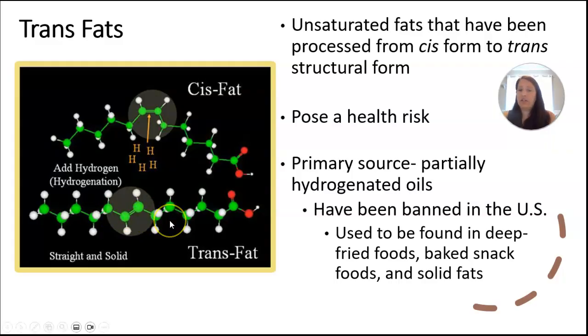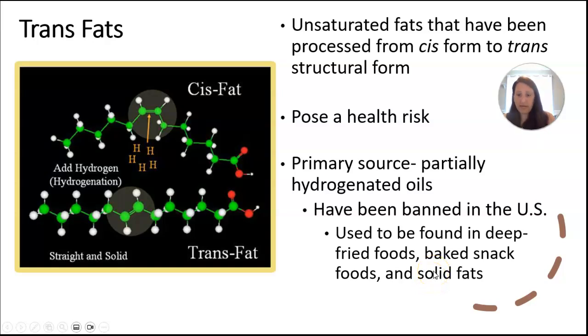And so trans fats, we say, are not so great for us, right? The cis form is much better, especially compared to trans fats that have been synthetically or artificially produced. There's a process called hydrogenation that can be done in industrial settings that will take nice, healthy, cis unsaturated fats and actually turn them into trans fats. Those are not good. They've been shown to pose health risks. What types of foods can contain trans fats? Deep fried foods, baked snack foods, solid fats.